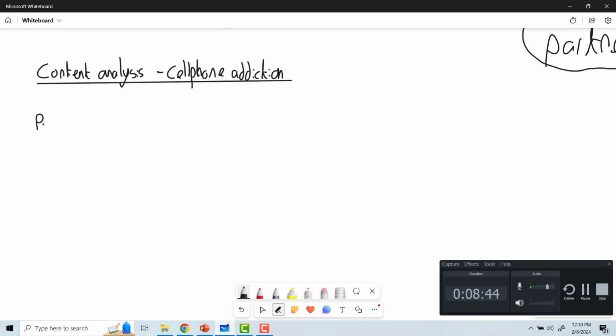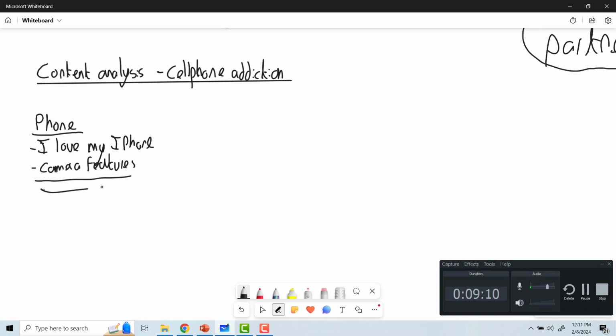So we'd start off by coding. We'd look for all pieces of text or all conversations about the phone, and then somebody says, I love my iPhone. And somebody will talk about the camera features, etc., etc. So we'd have any discussion about the phone. Then we'd have maybe everyday usage.